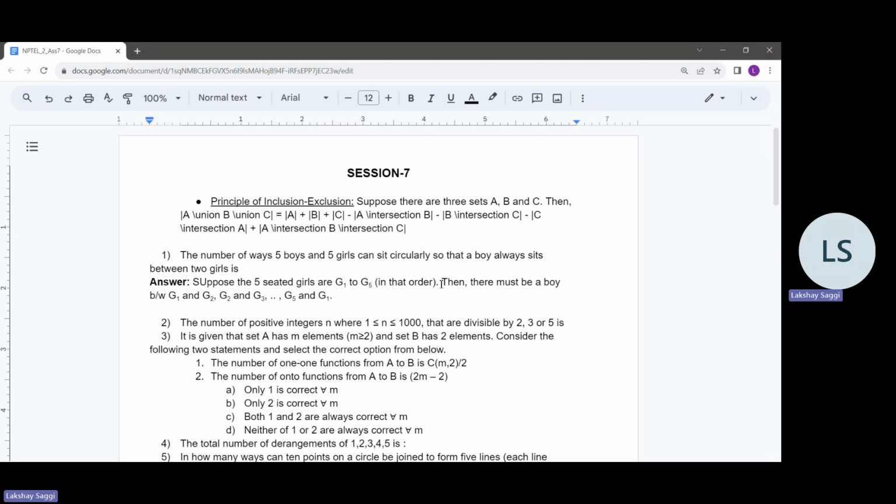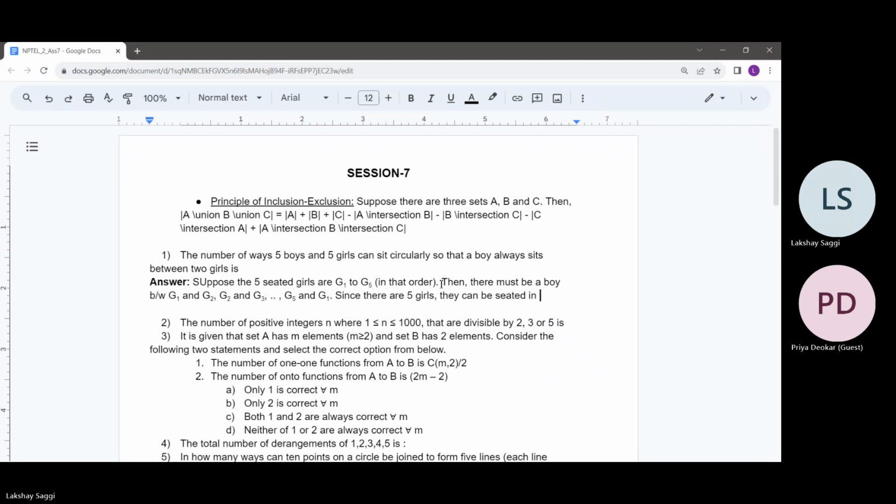So we know that there will be 5 girls, and in the 5 spaces between the girls, there will be one boy each. So we know the high level idea of how the girls and boys will be seated. Now, since each boy and each girl is distinct, we need to permute them, right? To find the number of possible ways to make them sit, since there are 5 girls, they can be seated in. So for counting, what we'll try to do.